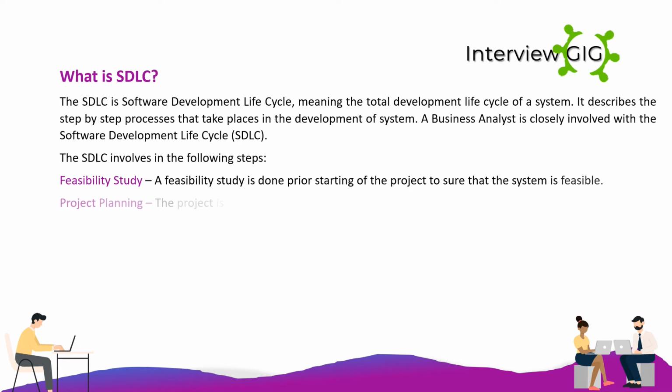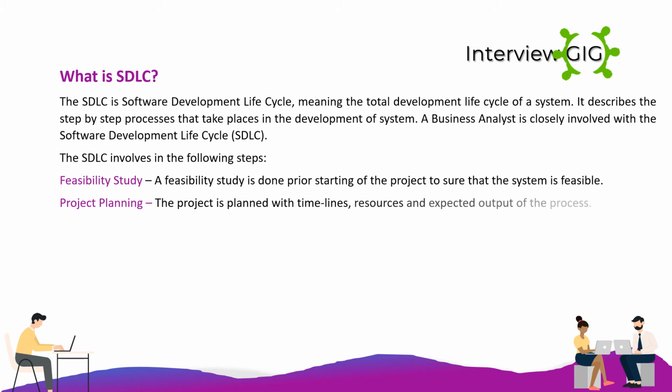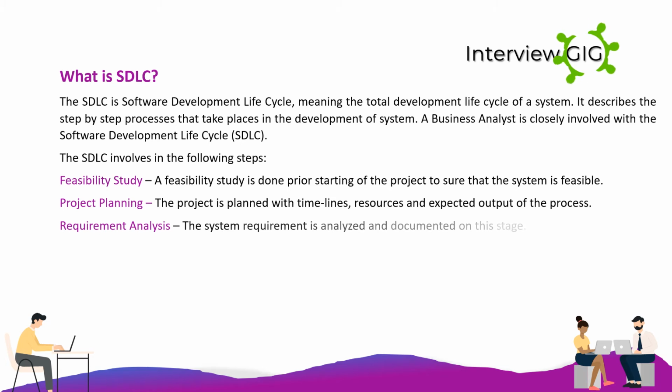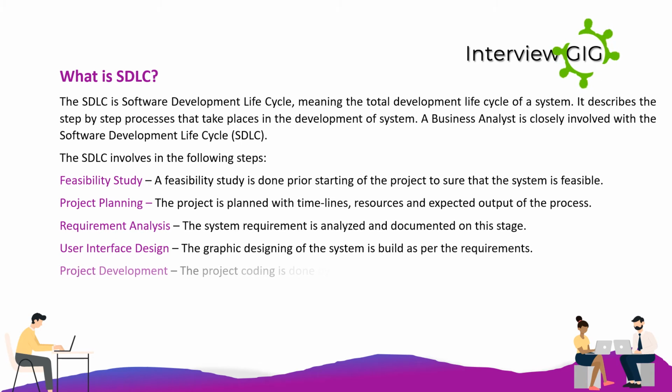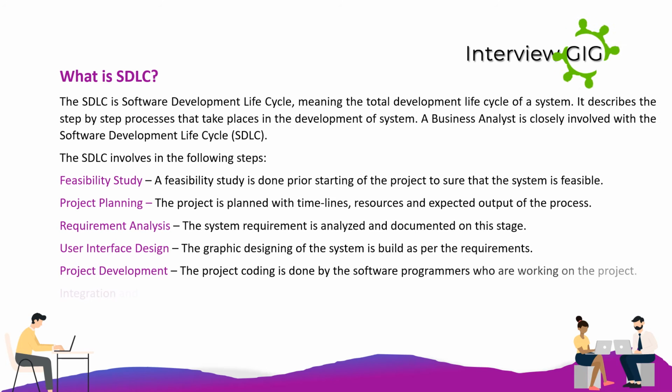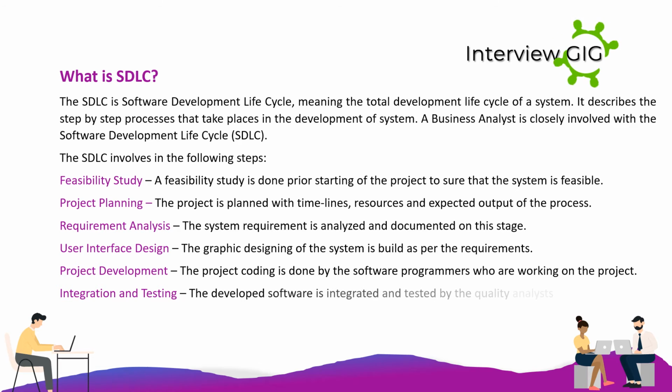Feasibility study. A feasibility study is done prior to starting the project to ensure that the system is feasible. Project planning. The project is planned with timelines, resources and expected output of the process. Requirement analysis. The system requirements are analyzed and documented at this stage. User interface design. The graphic design of the system is built as per the requirements.